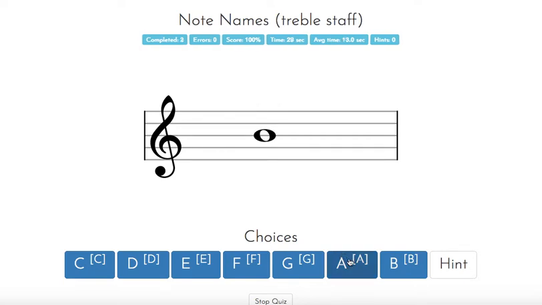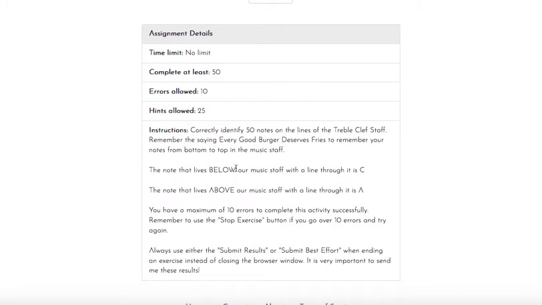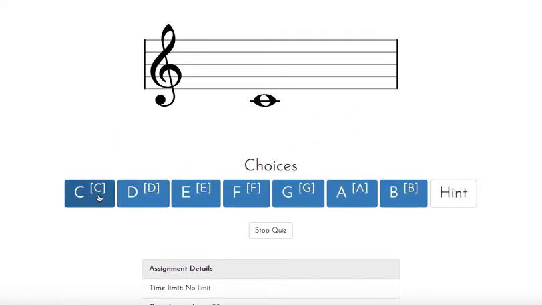Let's see if we can get one below our music staff too. E. There we go. Now, clarinets, trumpets, you guys will know this note. It has a line going through it right here, and it is below our music staff. If we scroll down, the note that lives below our music staff with a line through it is C. So there we go. I can answer a C right there. Remember that you have lots of these hints also, and if you were to slide over, it would fit right between B and D, and in our alphabet, between the letter B and the letter D is the letter C. That is the other way that you could do that.